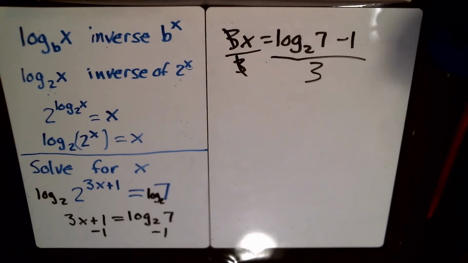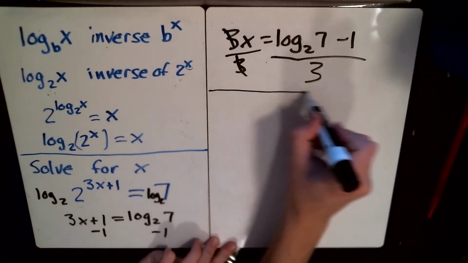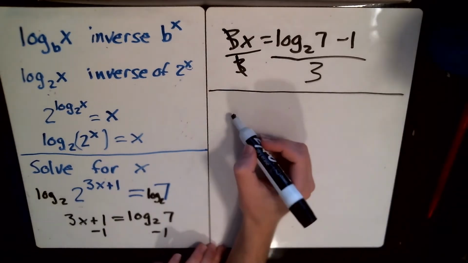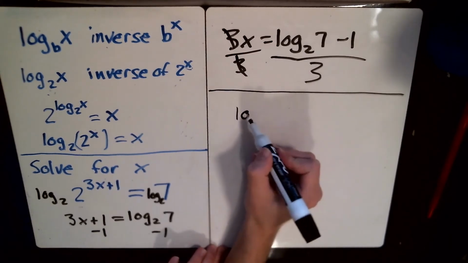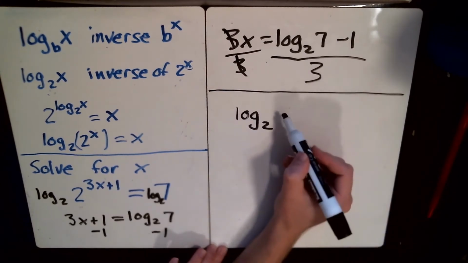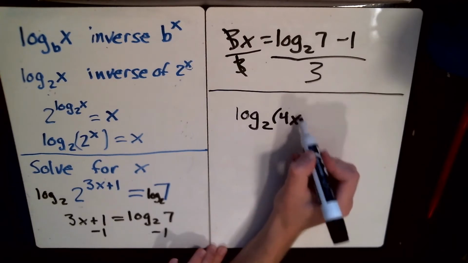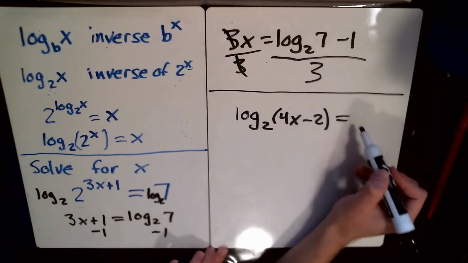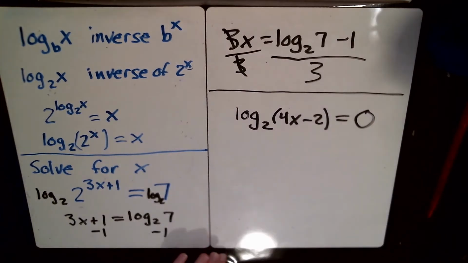Okay, so that's one way you could get rid of a 2 raised to the power to get x out of the exponent. What happens if instead of having 2 raised to the power of something, I had log base 2 of 4x minus 2 is equal to, I don't know, I'm going to put 0 here? How would I do that?